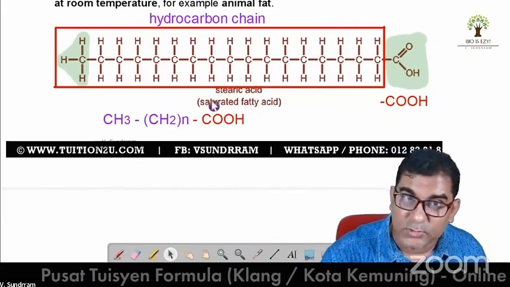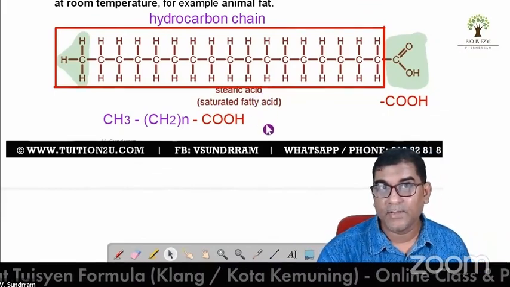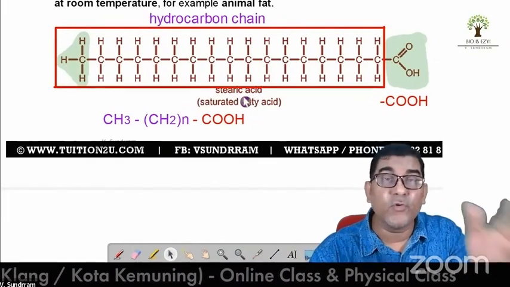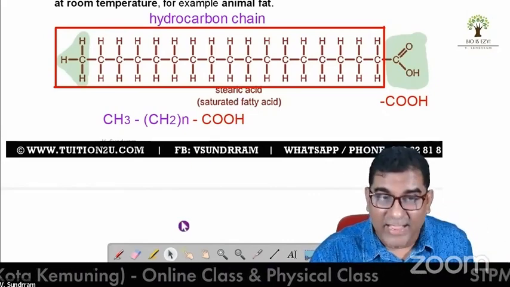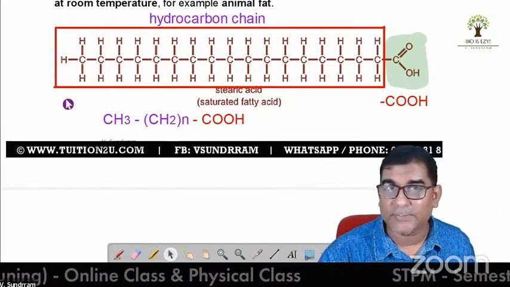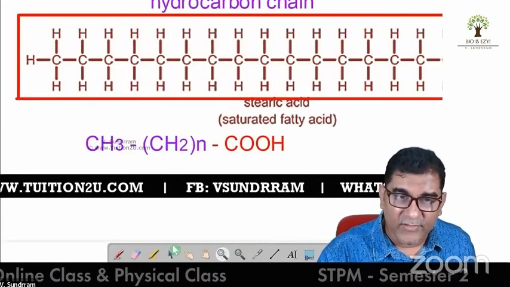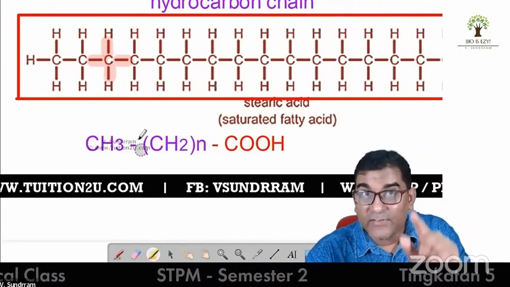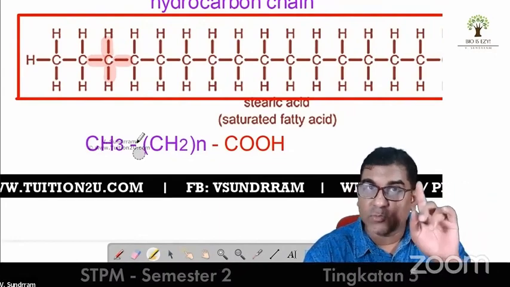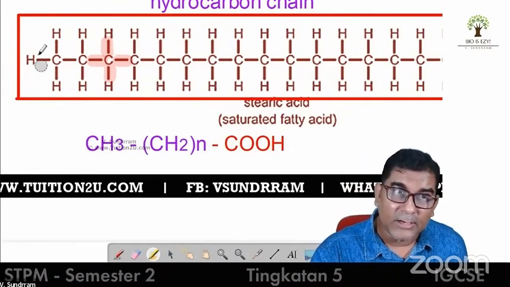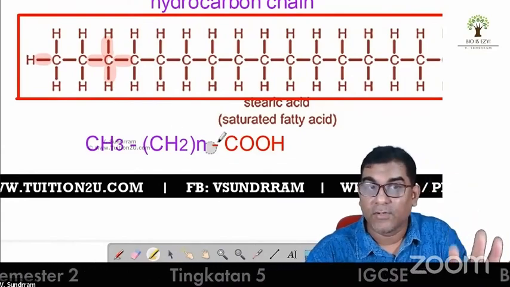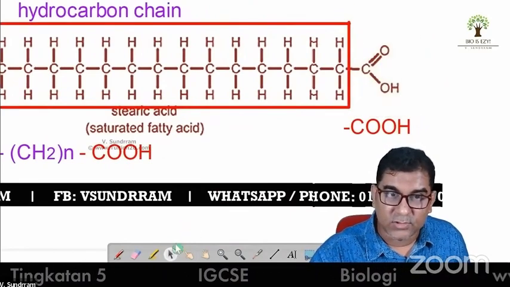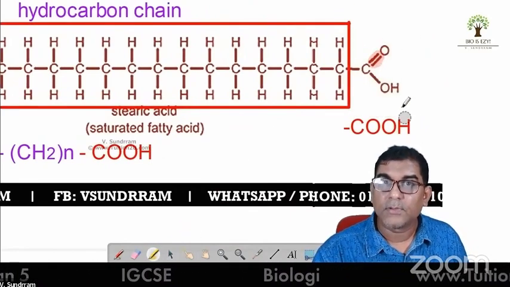One is saturated fatty acid. What is the meaning of saturated? Saturated means full. Full of hydrogen atoms. By now, you all are chemistry experts. You should know every carbon atom needs 1, 2, 3, 4. Every carbon needs 4 covalent bonds to become a stable atom. Hydrogen needs only 1. Carbon needs 4. Oxygen needs 2.